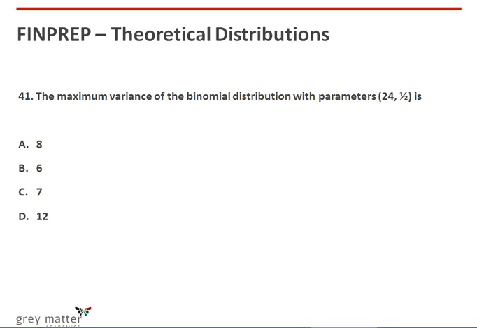So n is 24, p is half, q is also half. So 24 into 1 by 2 into 1 by 2, which works out to be 24 by 4, that is 6. So the maximum variance is 6. So the answer is option B, which is 6.